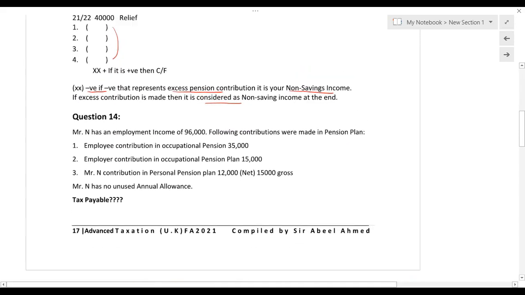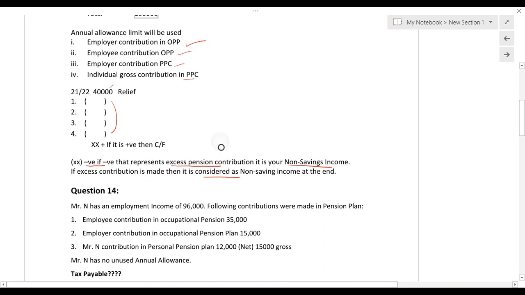Let us apply this concept on this question so that you have a clear idea what I actually want to say. Mr. N has an employment income of 96,000. The following contributions were made in pension plans. Employee contribution in occupational pension plan is 35,000. If an employee contributes in an occupational pension plan, it is treated as an expense of that employee. So from 96 we need to deduct this 35.